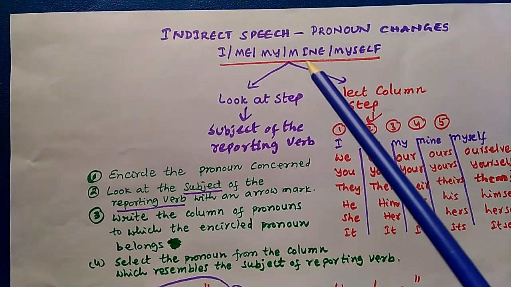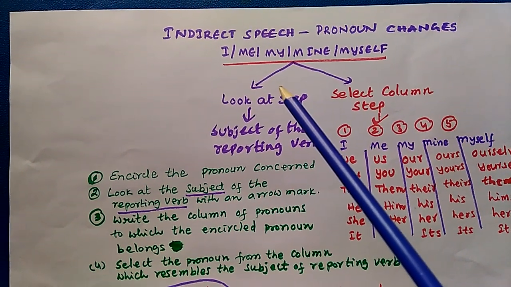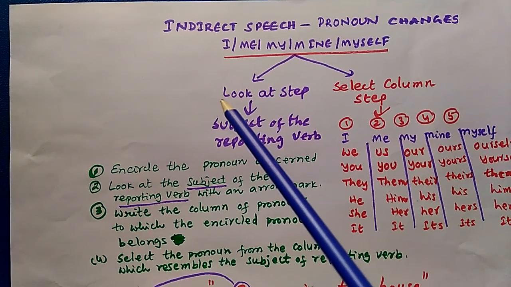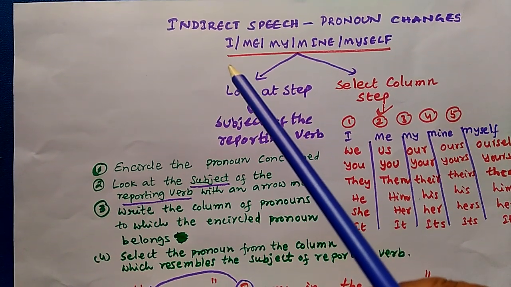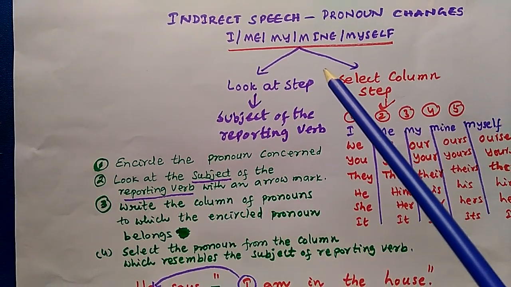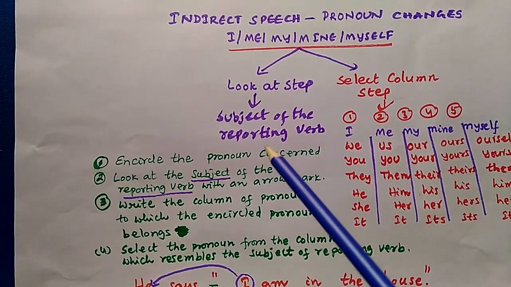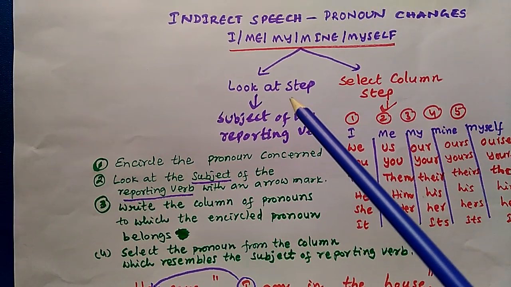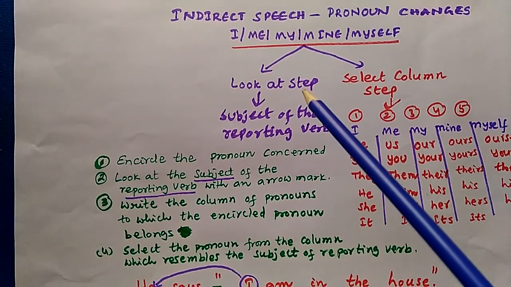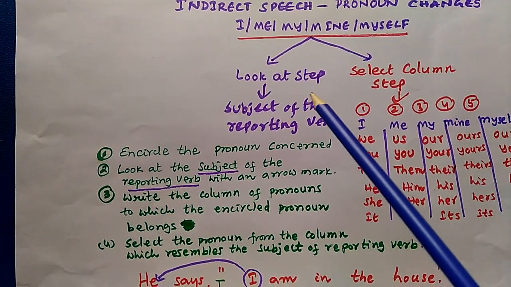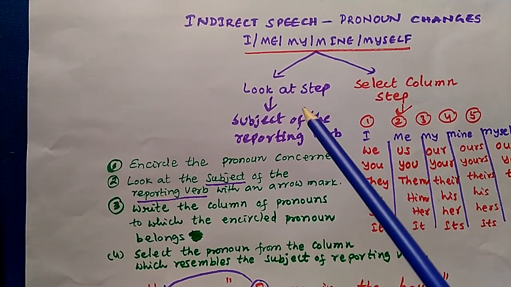So when we ask the children to change the pronouns with respect to this I and its related words, we can make the task easy for them. We can make them do the task easily by following these two steps. What are the two steps?